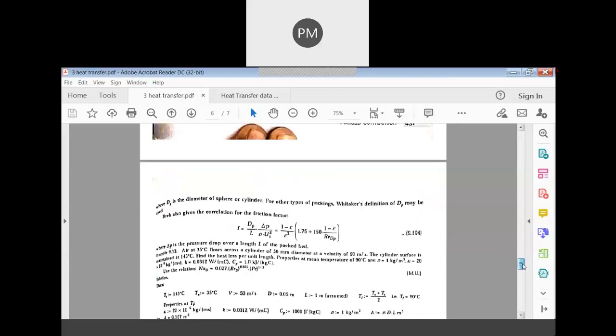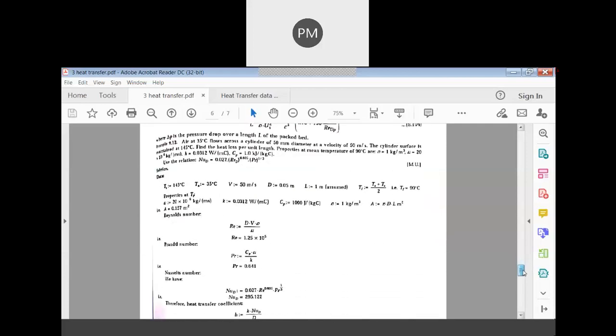Next, how to solve the problem on cylinders and spheres. It is almost the same thing. Instead of length we are going to substitute the diameter. So whenever you are going to find the Reynolds number, instead of length we are going to replace the length by diameter for cylinders and spheres. So let us try to do a problem.